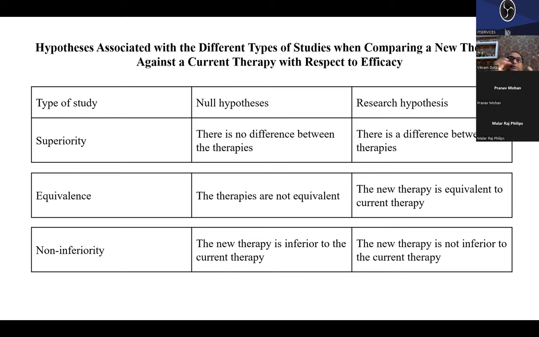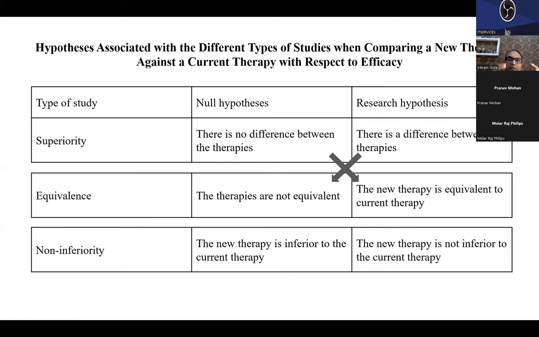You say that the new treatment is inferior, you reject that, and then say the new treatment is not inferior to the current treatment. So understanding this language is extremely important when you conceptualize superiority, equivalence, or non-inferiority. You must understand here that a simple flipping of the hypothesis will result in a superiority trial being converted into an equivalence trial. The null hypothesis of superiority is the research hypothesis of the equivalence trial and vice versa. So it is very important to understand it.